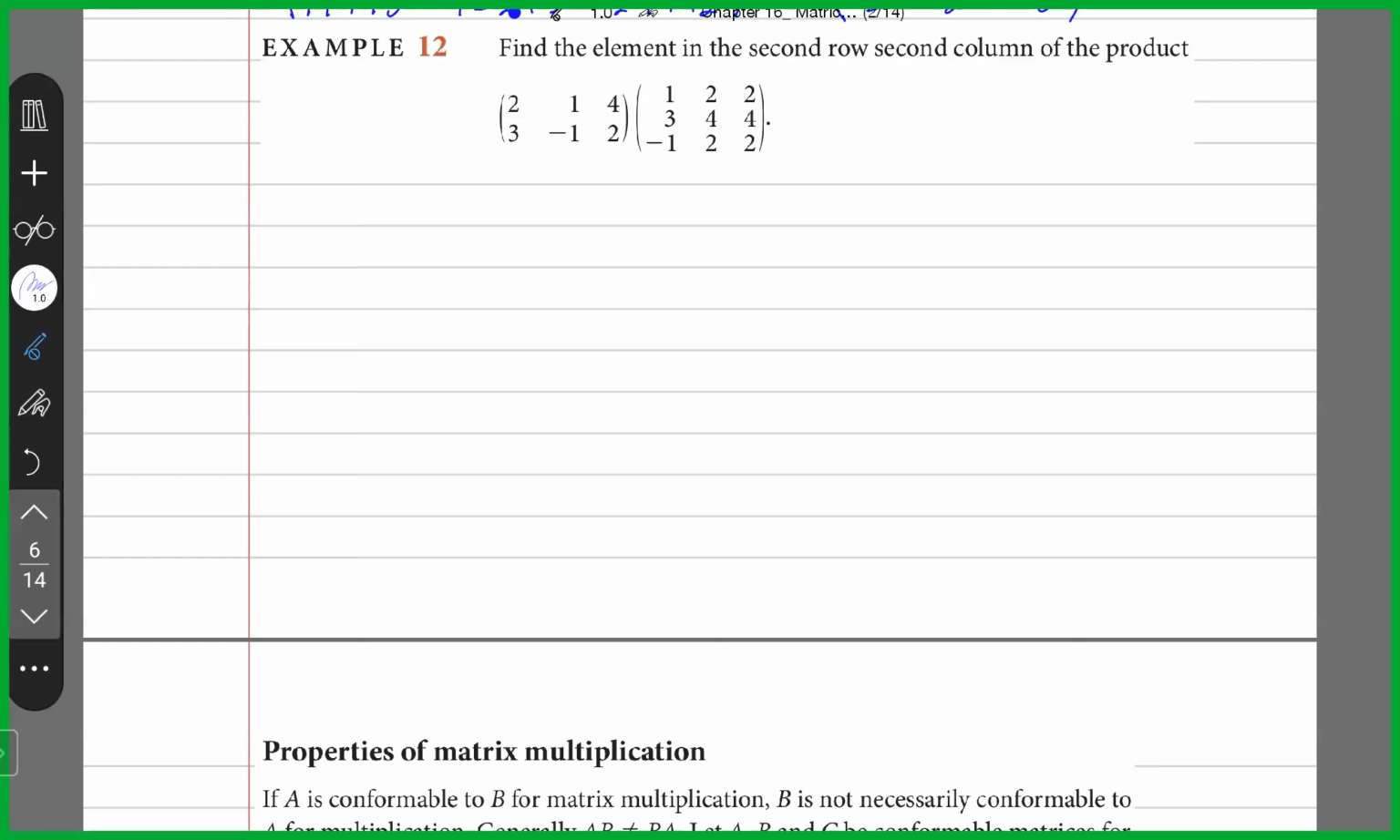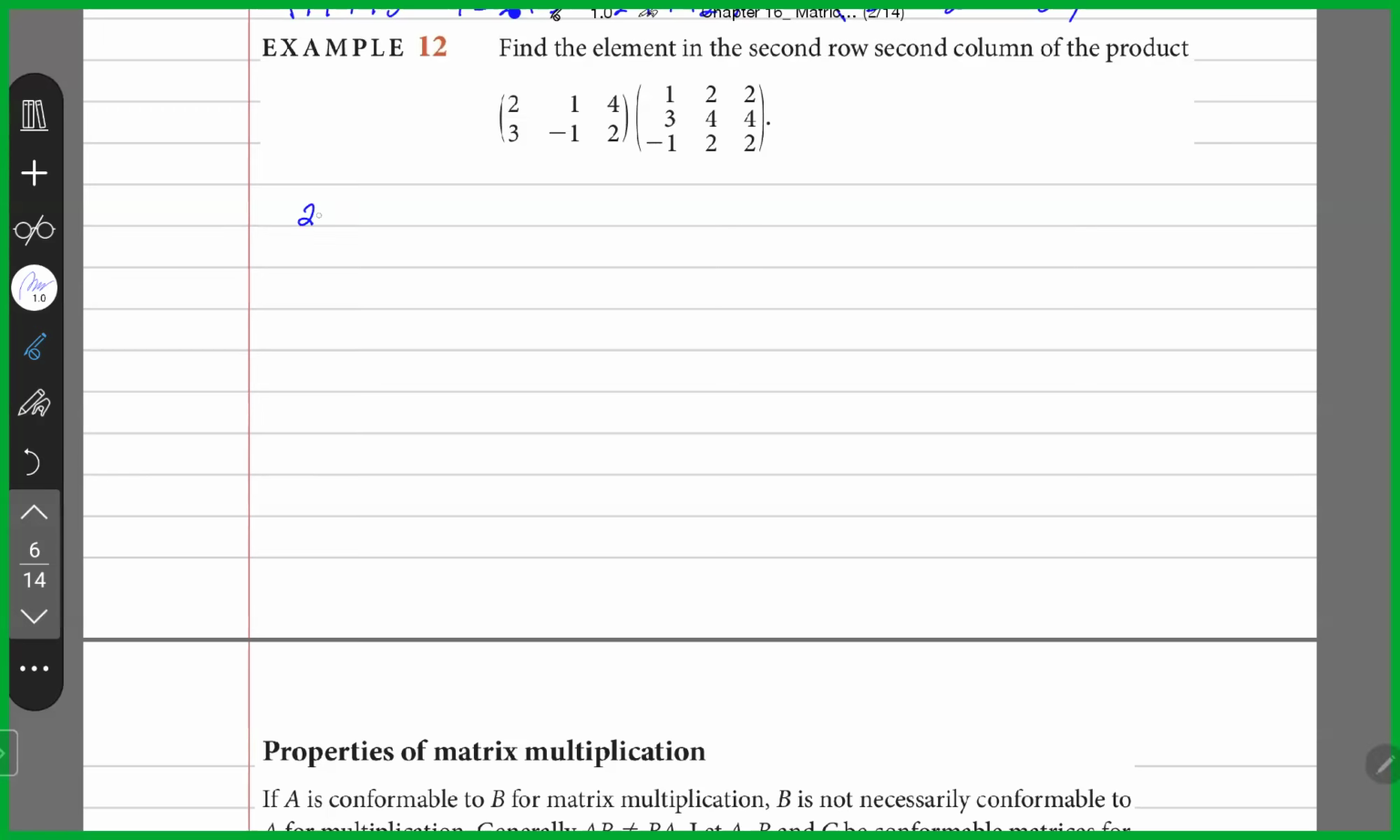All right, so let's do example 12. Example 12 says, find the element in the second row, second column of the following product. Now, if you want an element in the second row, second column, you've got to multiply the second row of the first matrix by the second column in the second matrix in order to get the element that is in the second row, second column.